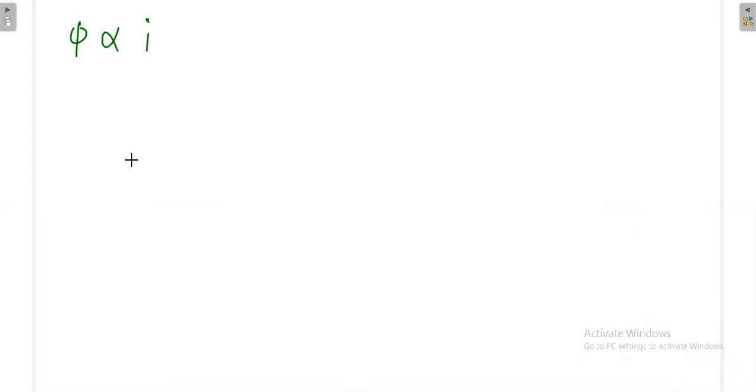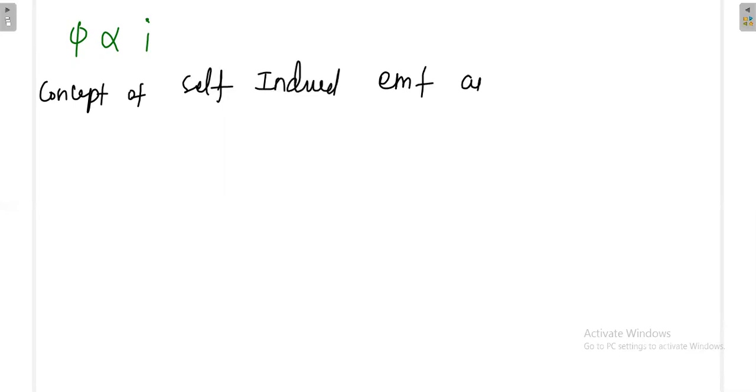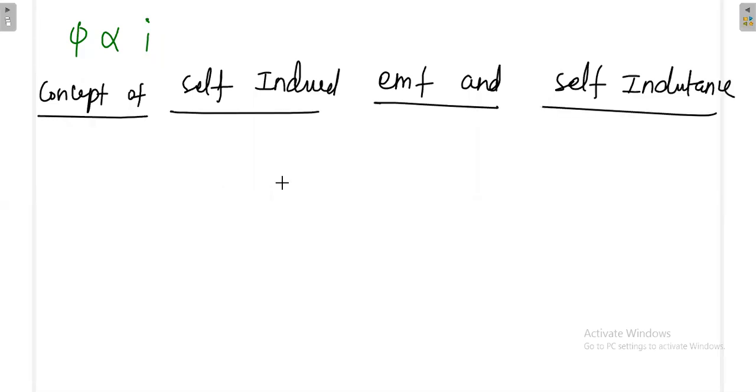Okay, next we'll see the concept of self-induced EMF and self-inductance. Whenever the current flows through the inductor, what happens actually? The aim of the inductor is, once you pass the current through the inductor, that will produce flux. How much flux it is producing? If it produces more flux, then it has more inductance value.